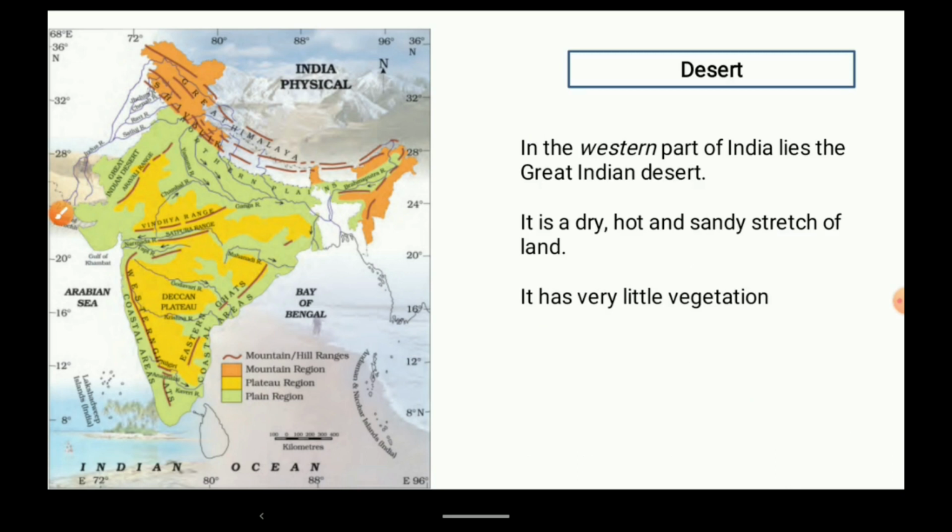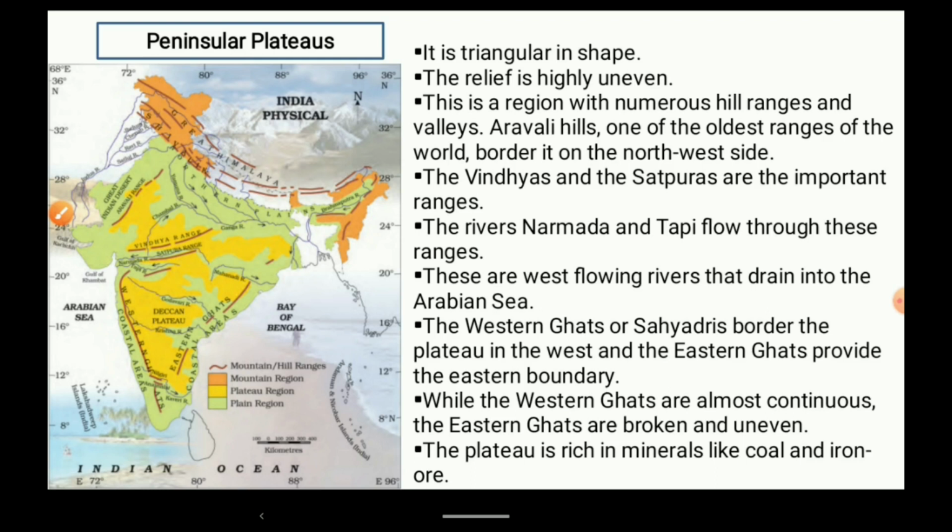Next, we are going to see about deserts. There are two types of desert, hot desert and cold desert. In India, we have the Great Indian Desert. It is dry, hot and sandy in topography. Why does every desert have very little vegetation? Because of scanty rainfall, or very little rainfall, they have very little vegetation.